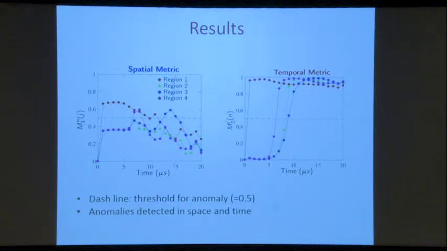And so you can see the anomalies are detected both from the spatial metric as well as from the time metric. And you can see, indeed, the anomaly is detected first in the spatial metric for region 1, followed by region 4 in purple, region 2 in green, and region 3 in blue. And so this was indeed what happened in the DNS as well. And also, you can see that the time metric was even more sensitive than the spatial metric in detecting that anomaly of the first region to autoignite. And so in this case, the time metric might have been more useful than the spatial metric.